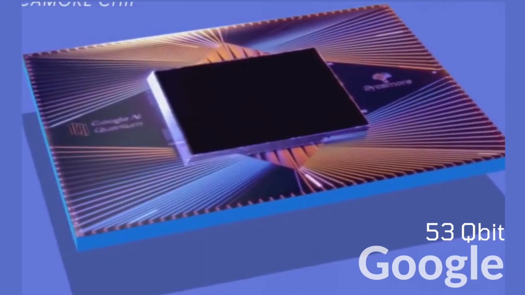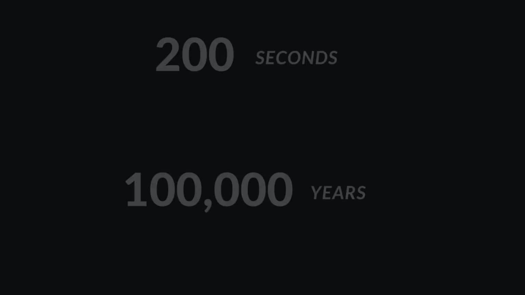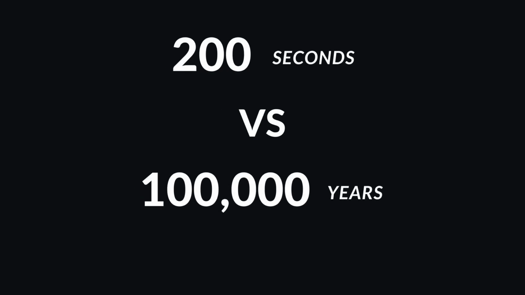That's all. Now, let's see what a quantum computer looks like. This is Google's 53-qubit Sycamore processor, which performs a task in 200 seconds that would have taken the world's fastest supercomputer 100,000 years.